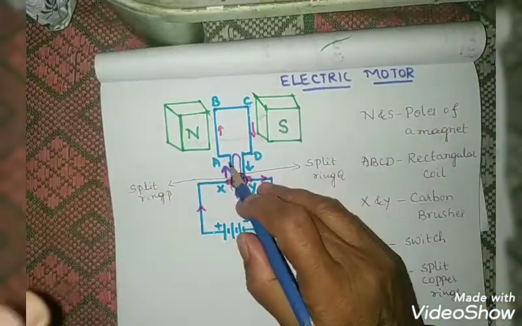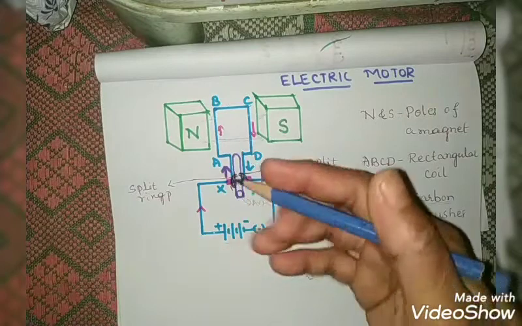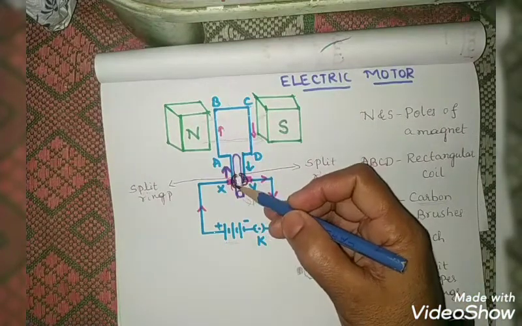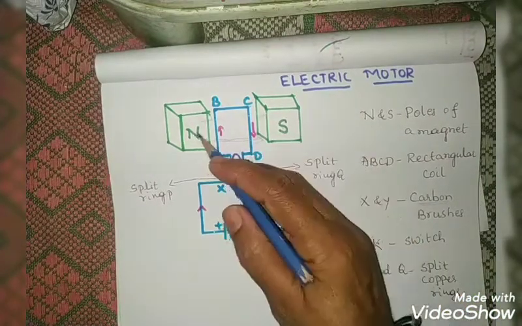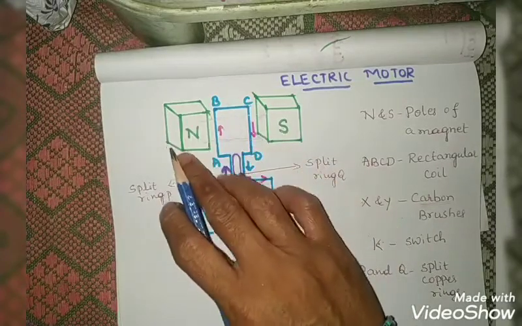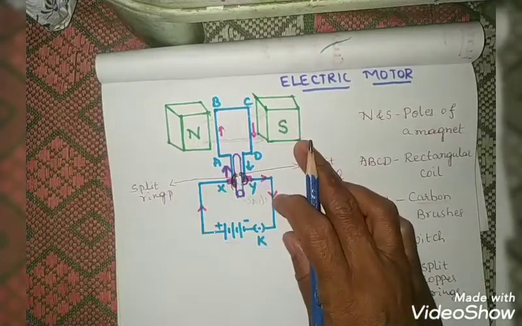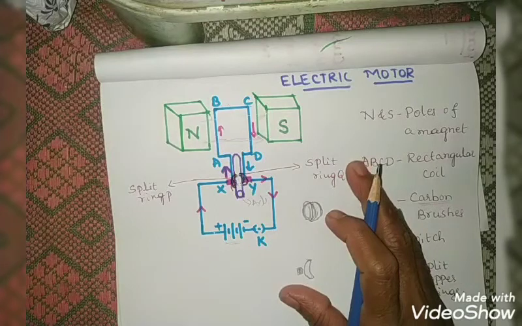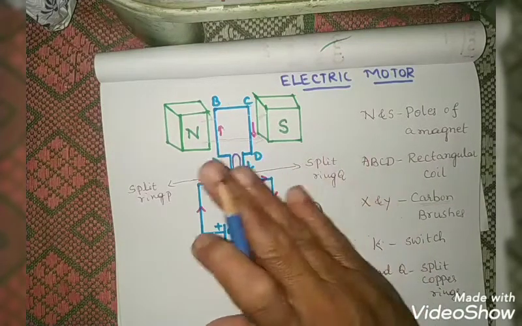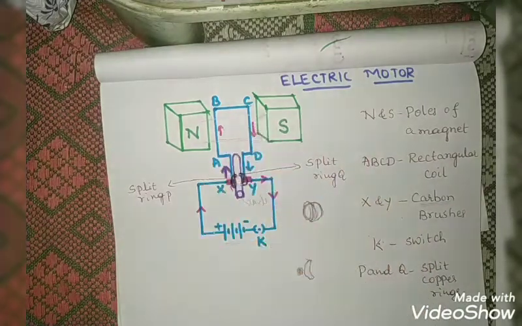Now, I have to apply. What I can change is the current direction, children. This I cannot change because it is not easy to change the poles of a magnet in between. So, what can we do? We can change the direction of the current. Let us know more about it.